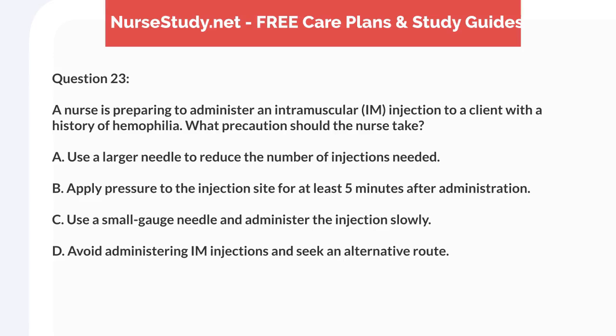Question 23. A nurse is preparing to administer an intramuscular, IM, injection to a client with a history of hemophilia. What precaution should the nurse take? A. Use a larger needle to reduce the number of injections needed. B. Apply pressure to the injection site for at least 5 minutes after administration. C. Use a small gauge needle and administer the injection slowly. D. Avoid administering IM injections and seek an alternative route.